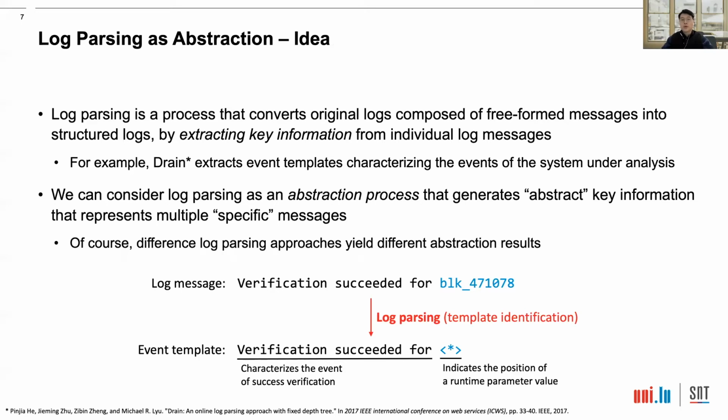But this key information extracted by log parsing can vary depending on the technique. And we can consider log parsing as an abstraction process that generates abstract key information that represents multiple specific messages. For example, as you can see from the example below, the log message has a specific value for the block ID, but in the event template, we have a generic variable, which can cover not only the specific log message we have on the screen, but also other messages like verification succeeded for other block IDs. In this sense, we can say that log parsing is basically a log information abstraction process.